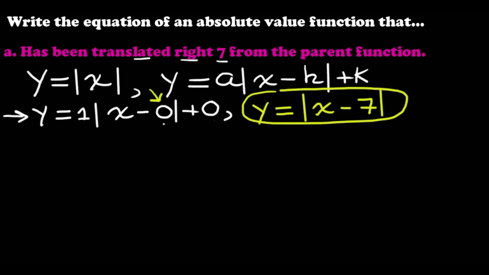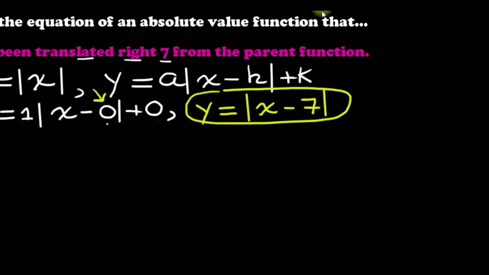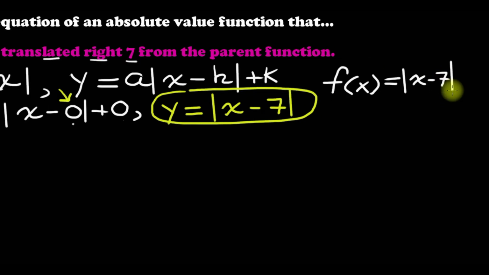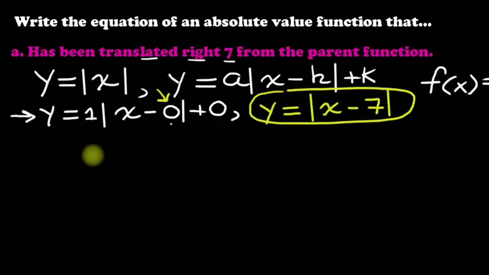And then we can write this in function notation. So the function notation would be f of x equals the absolute value of x minus 7. And that's what you're looking for. All right, let's take a look at the next one.